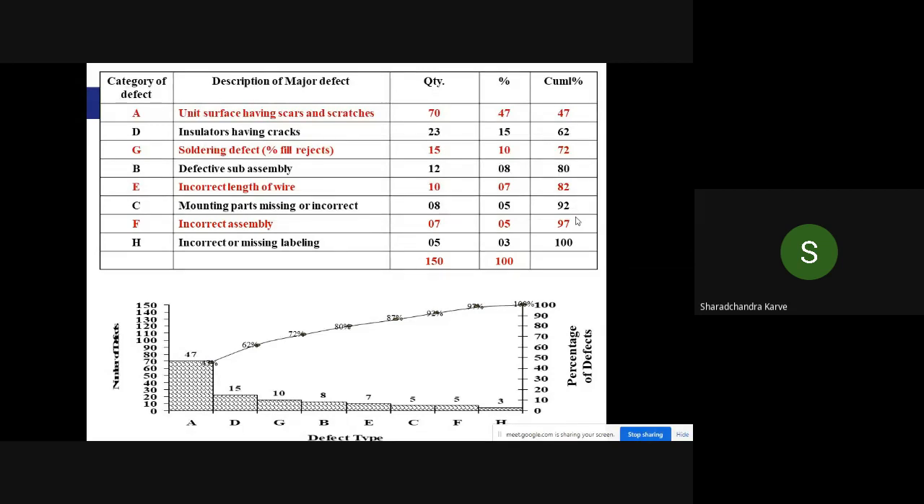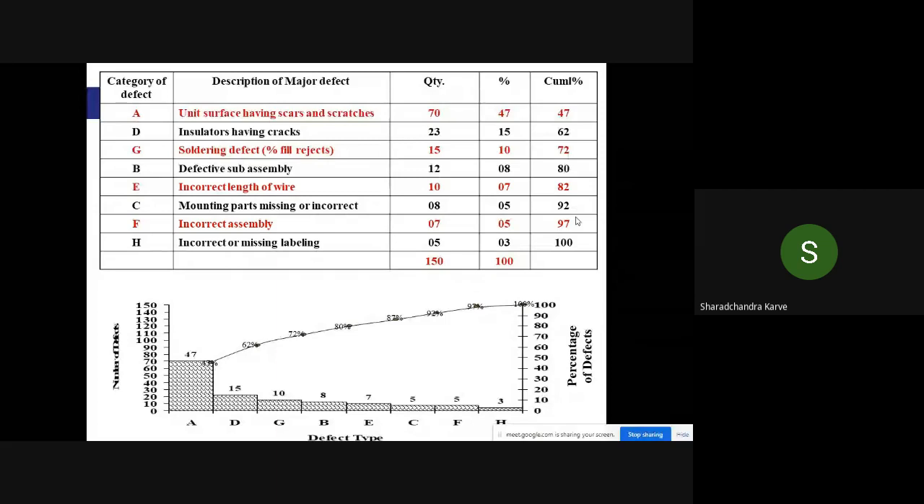So once you have put them in descending order, the third column is the cumulative percentage. What does this cumulative percentage say? Defect A contributes 47%. Defects A and D contribute 62%, that is 47 plus 15, 62. 62 plus 10, 72. 72 plus 8, 80, like that. Okay, it is 87, there is a mistake here. So 80 plus 7, 87. Like that, it goes to 100.